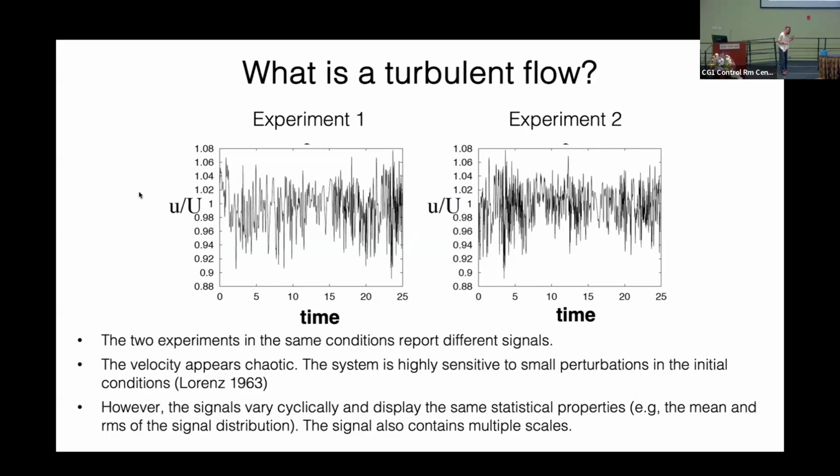The answer to this apparent paradox was given much later, in 1963 by Lorenz, who demonstrated that there are some dynamical systems that are highly sensitive to small perturbations. So if you have even tiny perturbations on the initial condition, you can get significantly different solutions. However, even though these two signals are point by point different, they display the same statistical properties.